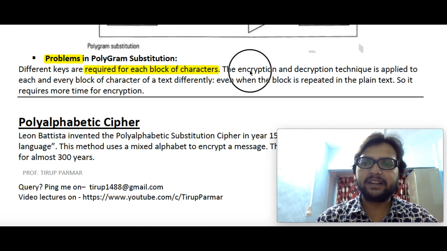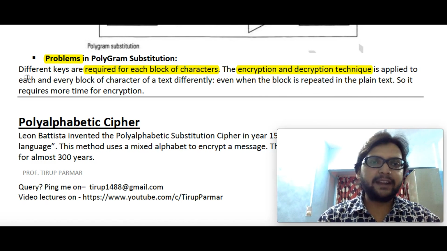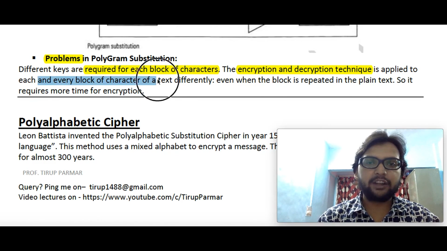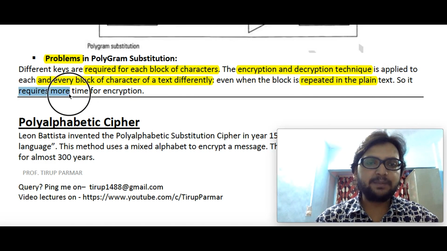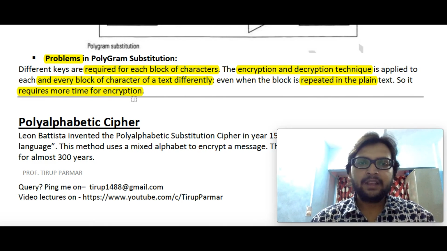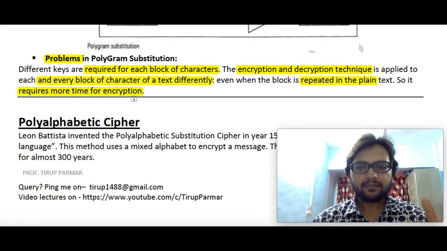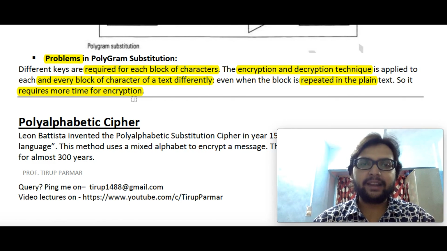The encryption and decryption technique is applied to each and every block of text differently. Even if a block is repeated in the plain text, it requires more time to encrypt. So this is slower as well. Character by character is also slower. So what is our requirement? We need a secure and much faster algorithm. That's what we need in present times.